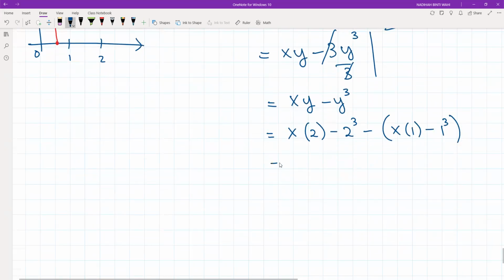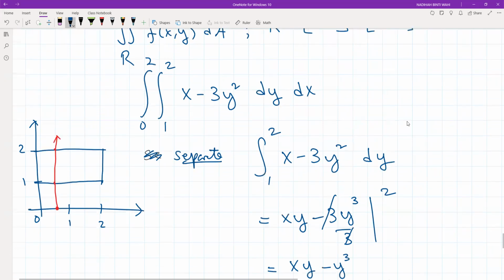Now, what's the value for this one? x minus 7. Because 2 to the power of 3 is 8, and 8 minus, minus plus 1, gives 7. So in that case, plug it back in, from 0 to 2, x minus 7 dx.